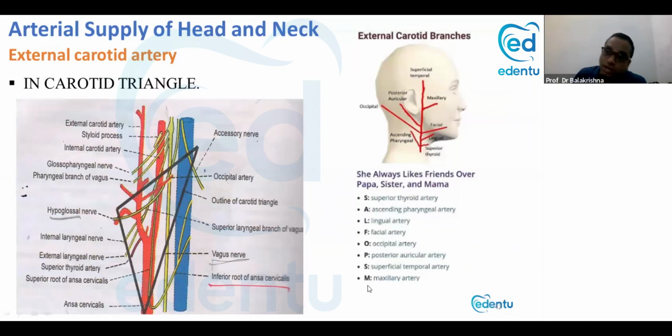This is the mnemonic we have already discussed. This is the carotid triangle, which you will study in triangles of the neck. So please make a note of that. In the carotid triangle, out of 8 branches of the external carotid artery, 5 branches will originate. What are those 5 branches out of 8? That is SALFO, SALFO: superior thyroid artery, ascending pharyngeal artery, lingual artery, facial artery, occipital artery. So these 5 branches originate in the carotid triangle.